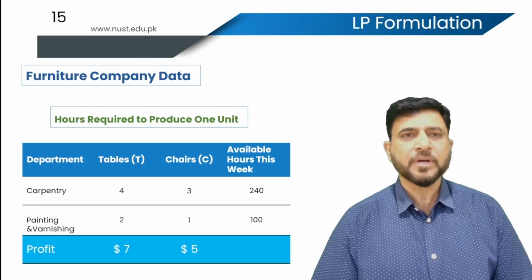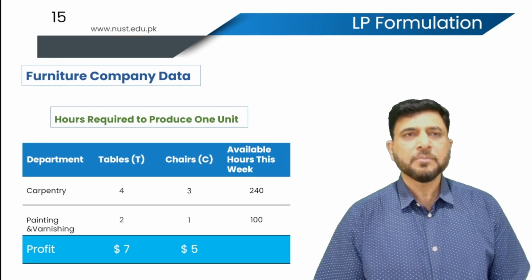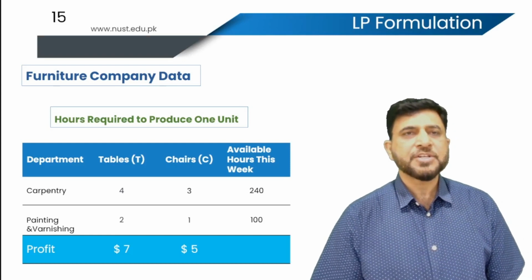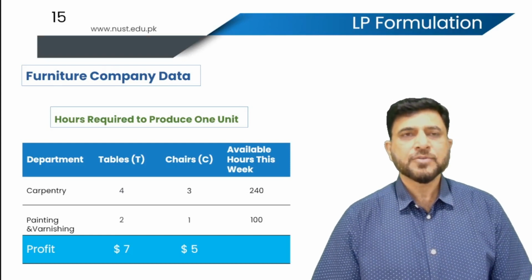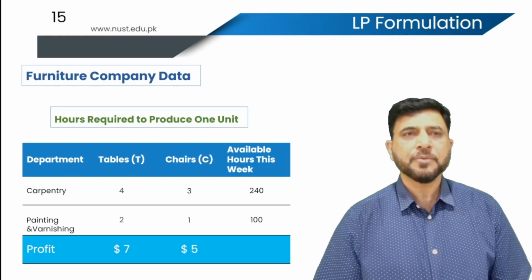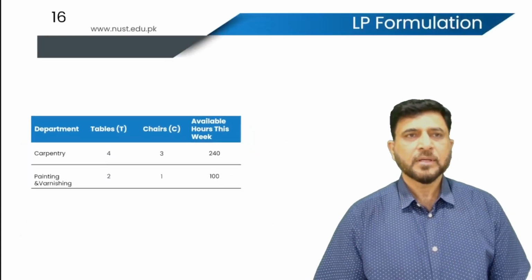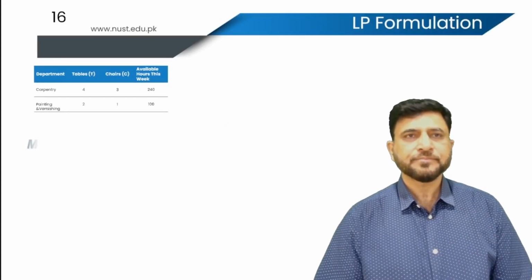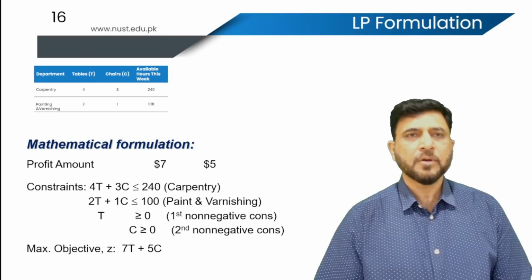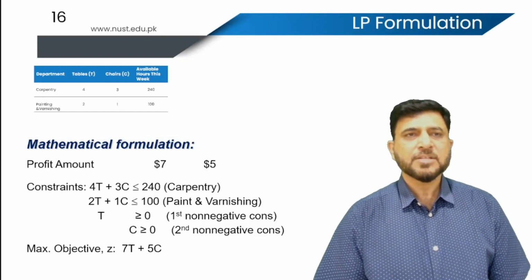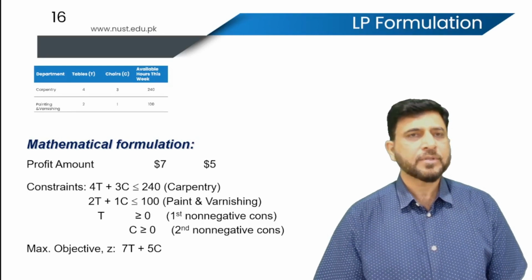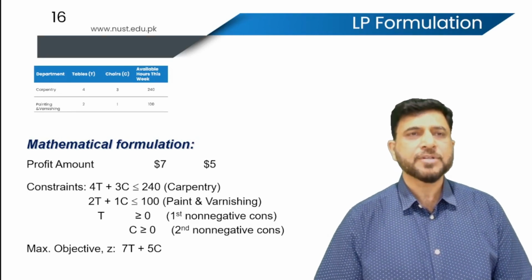So this is a product mix problem. Now the problem is: how many tables and chairs should be made so that we can maximize our profit? So this is a linear programming model. How can we make this model? The mathematical formulation of the model is as follows: the profit amount is $7 for a table and $5 for a chair.